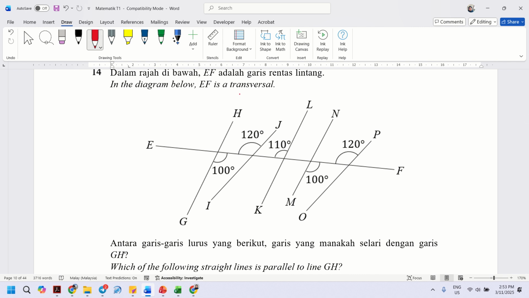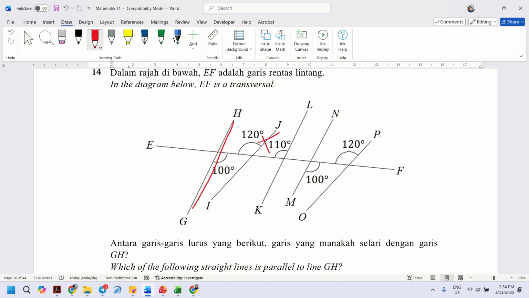In the diagram below, EF is a transversal. Which of the following straight lines is parallel to line GH? I explained to you before about parallel lines. Parallel lines must have the same degree of inclination. Look at GH. J is totally wrong because it has the bigger degree, 120. It might be L, it might be MN.